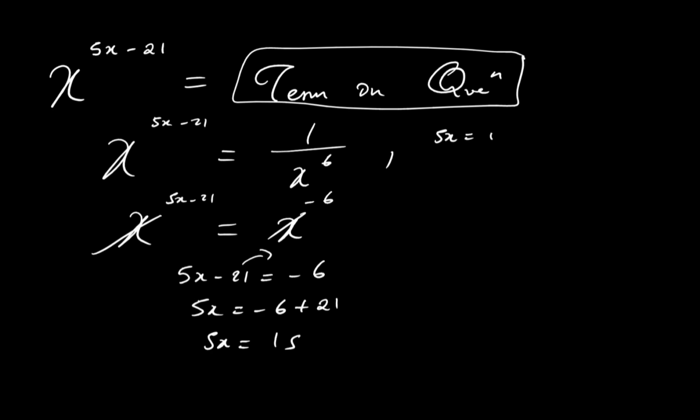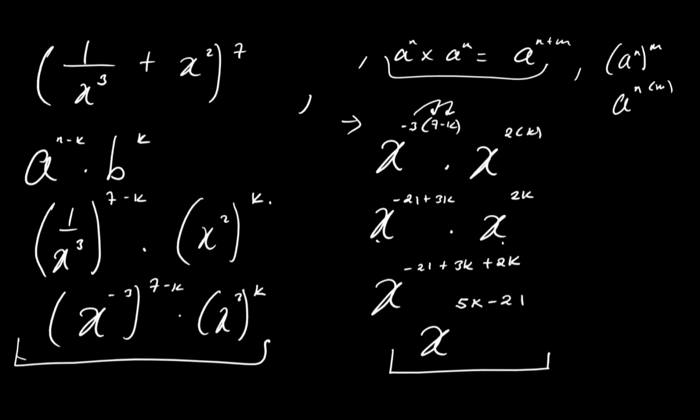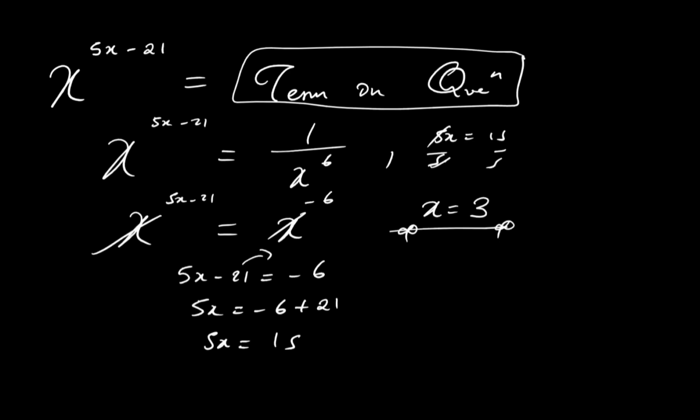So 5x being equal to 15, you divide by 5, divide by 5. You have x being equal to 3. Now, this is the value of x, which is basically the value of k. I don't know why I'm always making the k be x. So this is actually k. Sorry about that for those who are following. Yeah, it's k. So these are all k's and not x's.